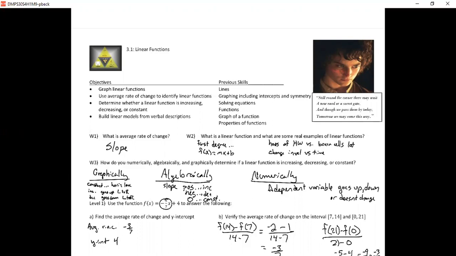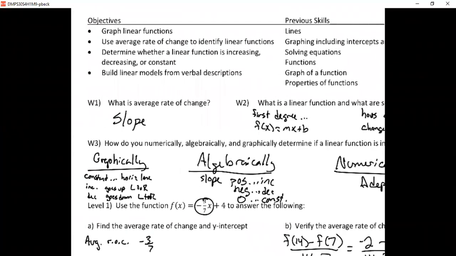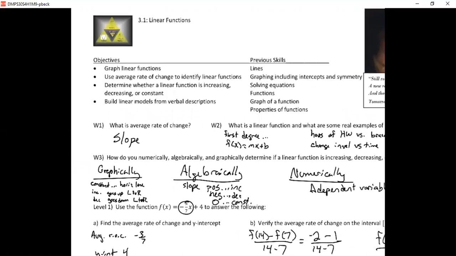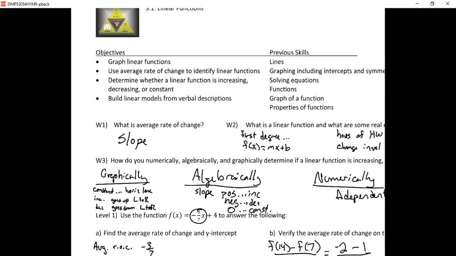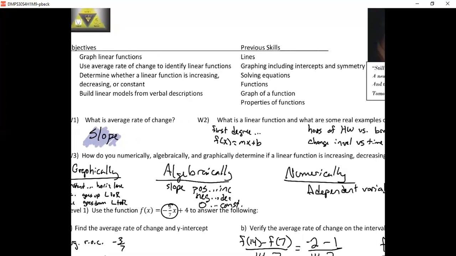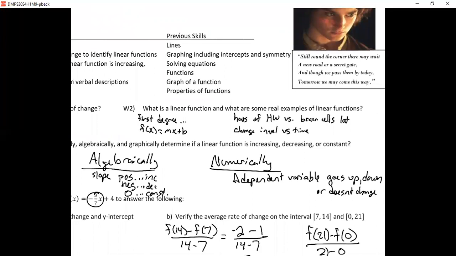So the first one is our linear function. The very first question I asked is, what's your average rate of change? And that's been really the theme this entire year so far. What is average rate of change? And we know that answer is slope. The slope is average rate of change. That would be the slope of the secant line. Now, when it comes to linear functions, they could be secant lines. The first degree linear function is always written in the form f of x equals mx plus b, or I guess you could say b plus mx. That would be okay too.